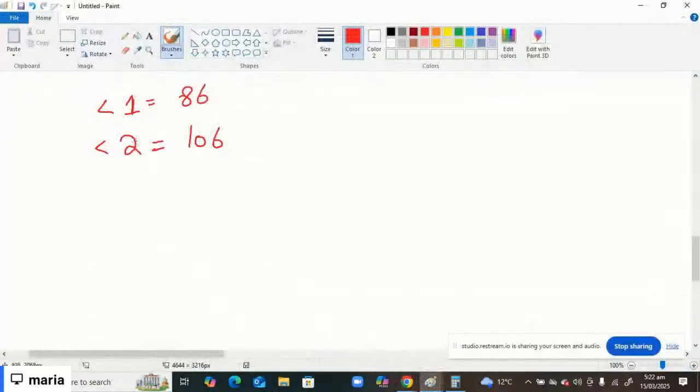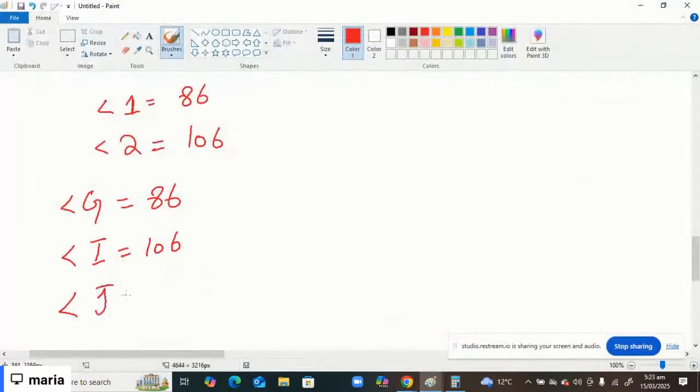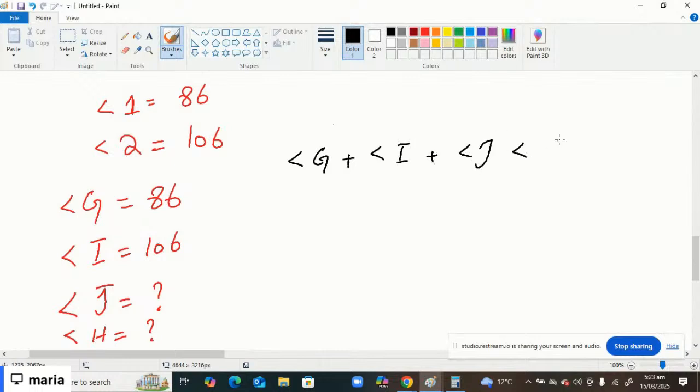Let's write the names. Angle G is given, this is 86, and angle I is 106. We are going to find angle J. And angle H is also not given. Okay, let's add all the angles. Angle G plus angle I plus angle J plus angle H, these four angles measure equal to 360 degrees.